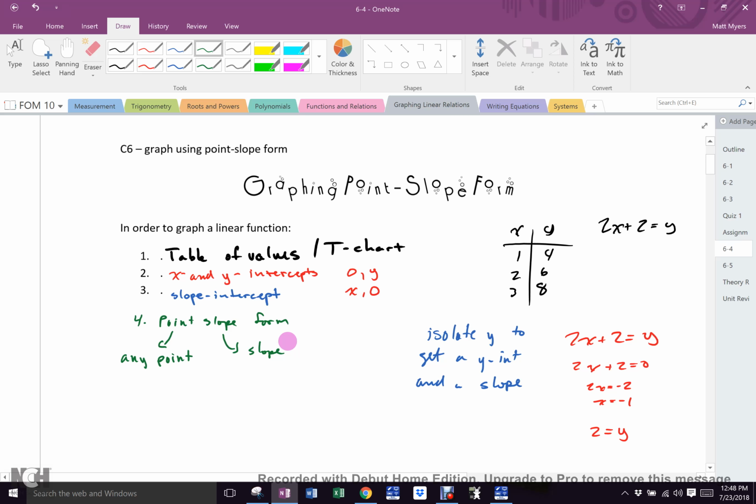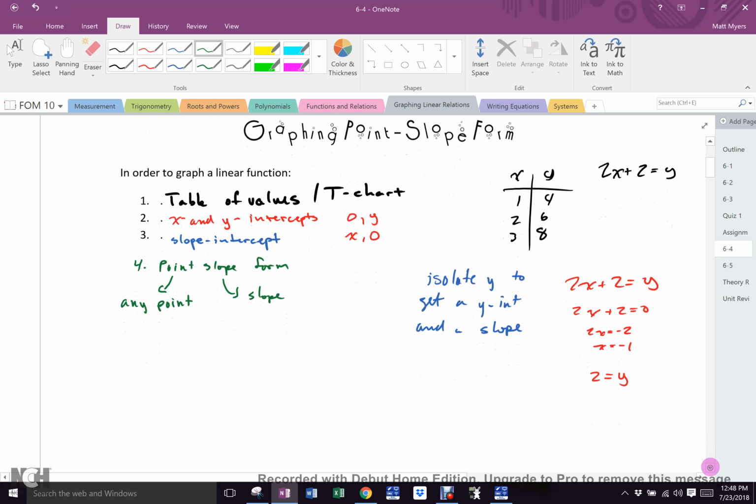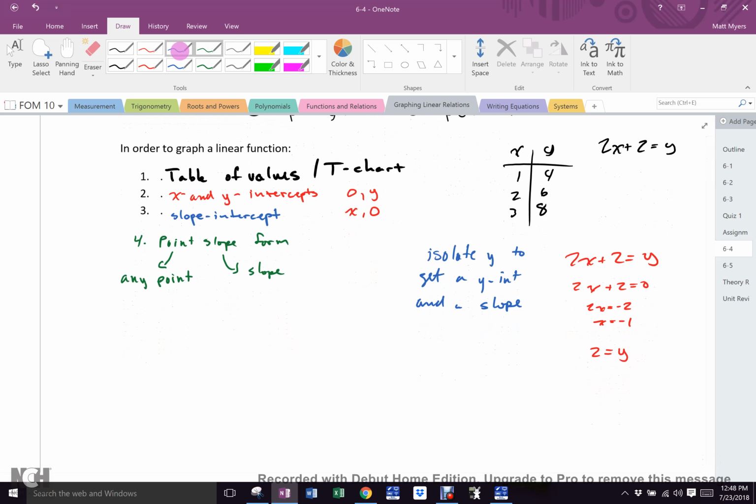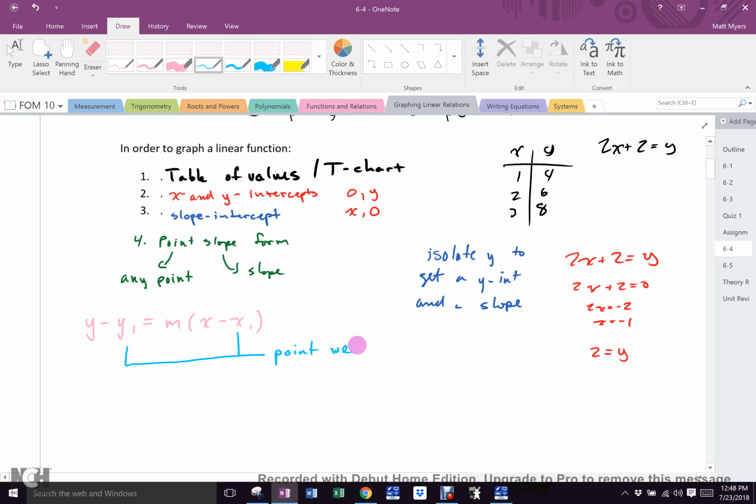Okay? First, I'm going to show you what it looks like. Then I'm going to show you how to work with it. This is point slope form. y minus y1 equals m bracket x minus x1. Now, this one and this one is the point we know on the graph.